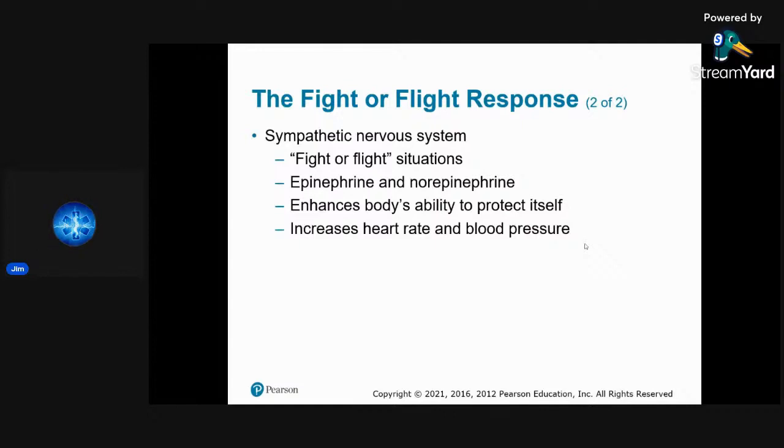For example, it'll increase the heart rate, the blood pressure, your pupils will dilate, your bronchi and your lungs will dilate to get more oxygen in, and blood flow to the muscles will increase. And on the flip side, the digestive tract and your breathing system will kind of slow down or will be slowed or halted during this time.